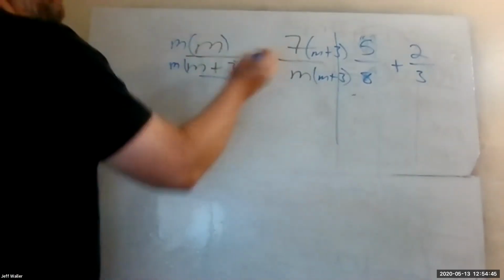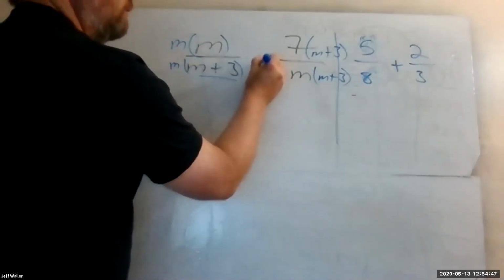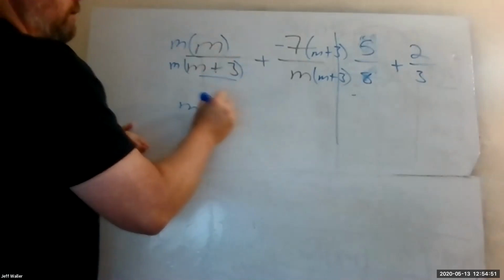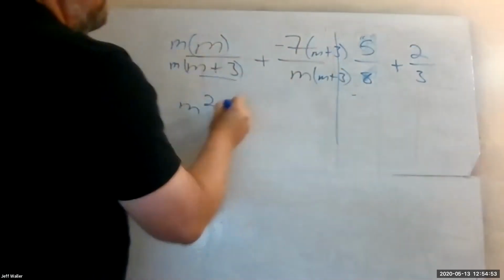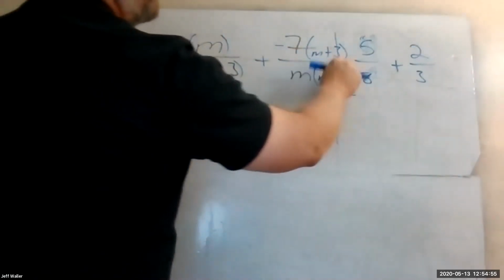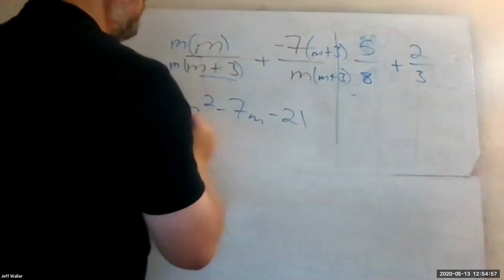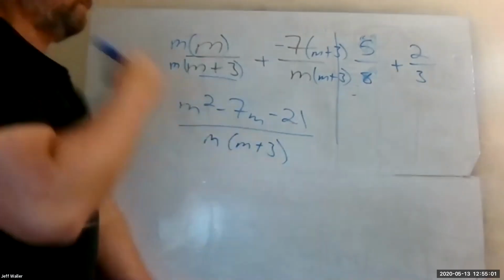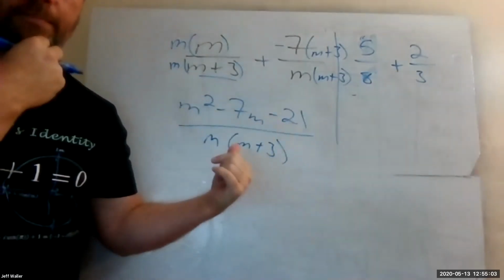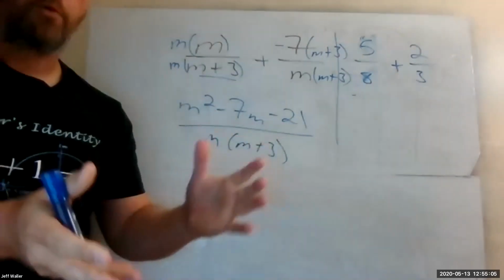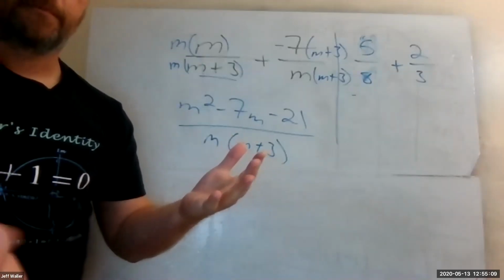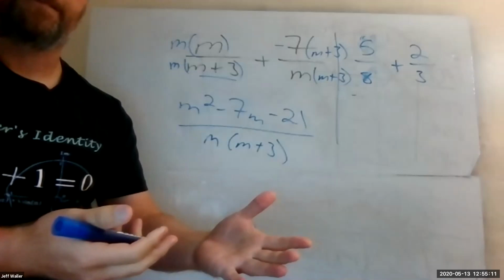So here I get, so again, I can do this for myself, right? So here I get m squared minus 7m minus 21 all over m times m plus 3. And if you try to factor the top, it won't work. It's prime. So you can stop right there.